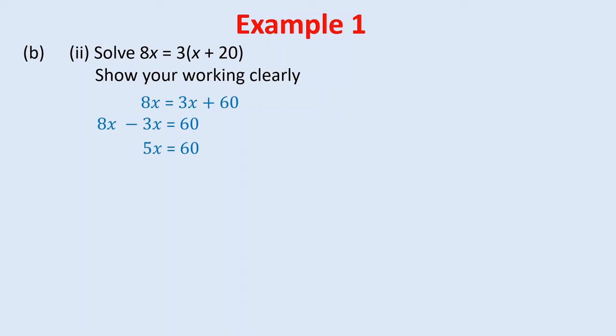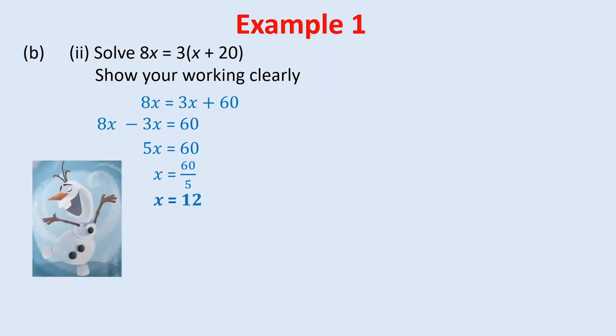Now I need to get the x on its own. The 5 is what's bothering me here. Let's get rid of it. It's multiplying by the x, so let's take it to the other side and do the opposite. 60 divided by 5. So x equals 12.